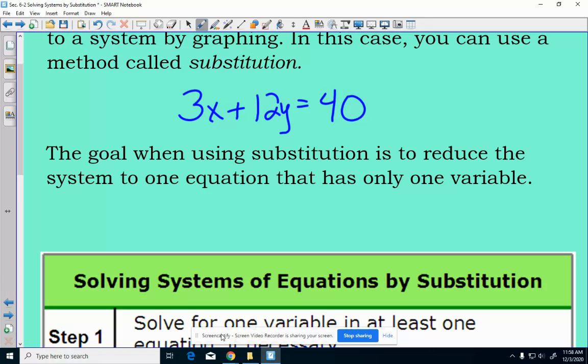Listen, when there was 1 variable in this problem, you guys could solve it. 1 variable, 1 equation. When there's 2 variables, you've got to have 2 equations. When there's 3 variables, you've got to have 3 equations. If there were 5 variables in a problem, how many equations would you have to have in order to be able to solve it? 5.